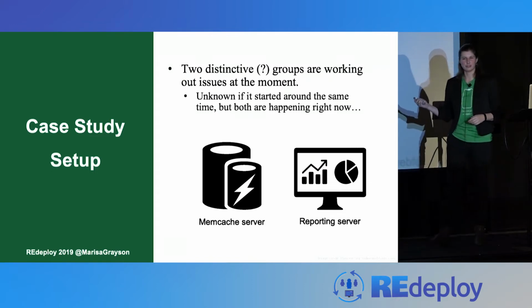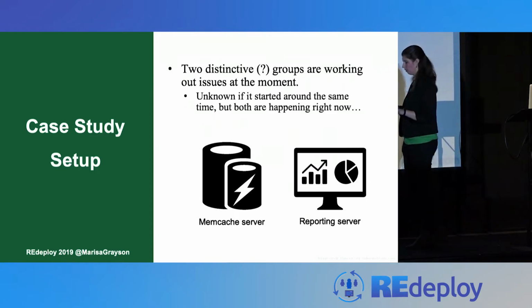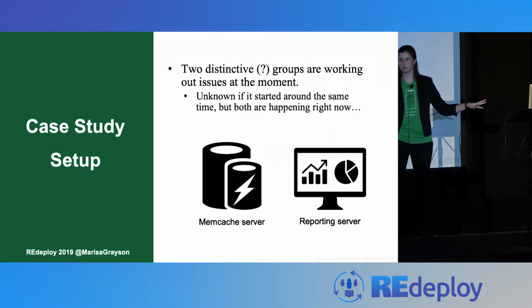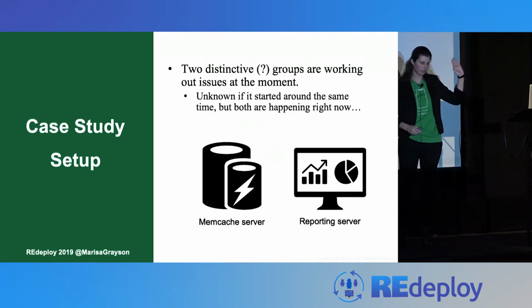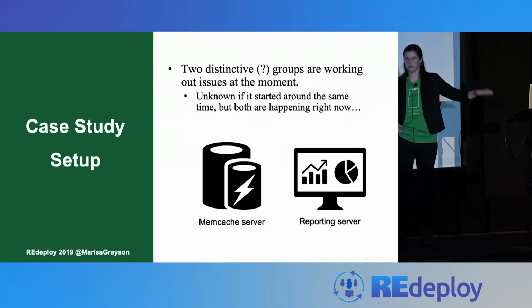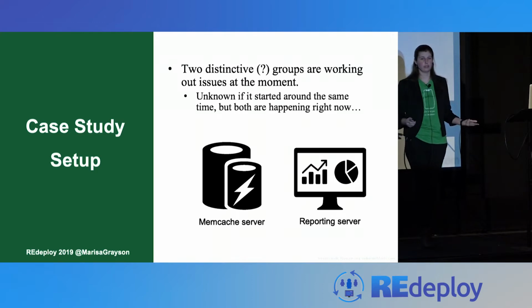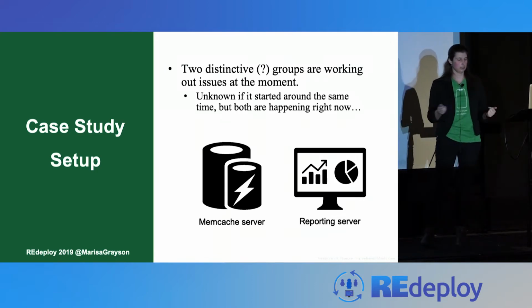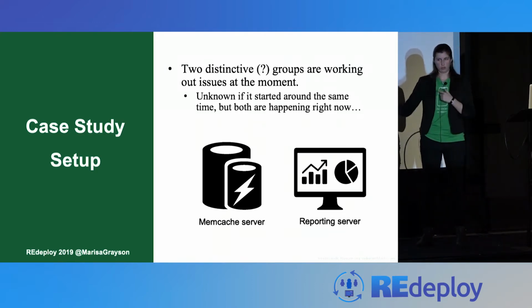The case starts as you walk on the scene, and there are 2 groups in the chats. There's one group that's been focusing on a memcache issue, so the memcache server is doing something funny. The reporting server is also doing something funny. And we've got 2 distinct groups that are both trying to mitigate the problems.